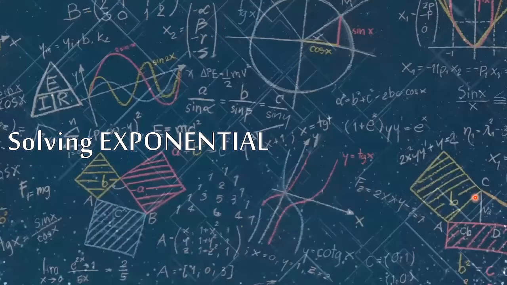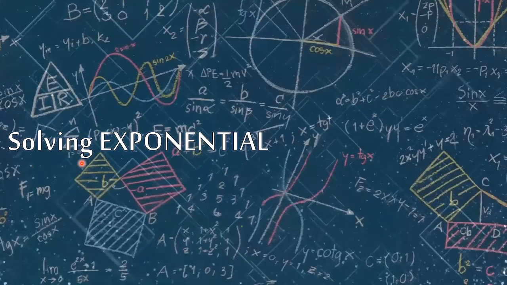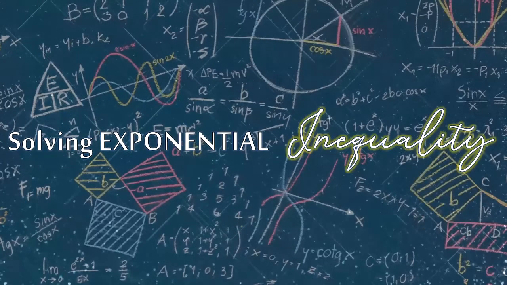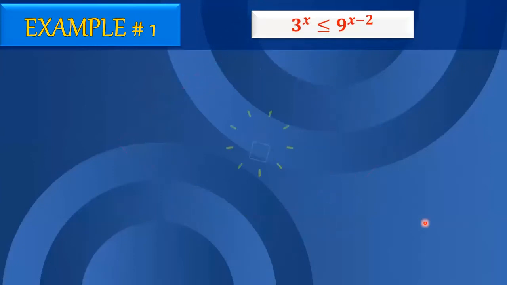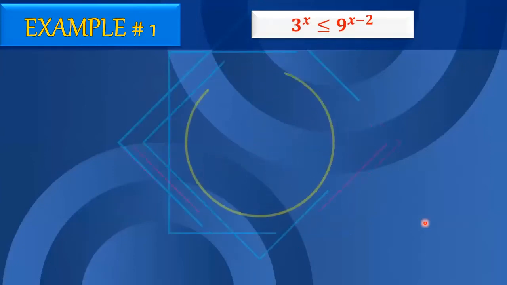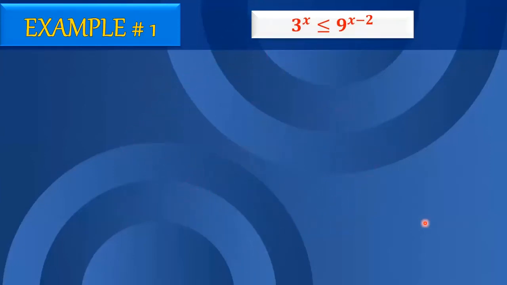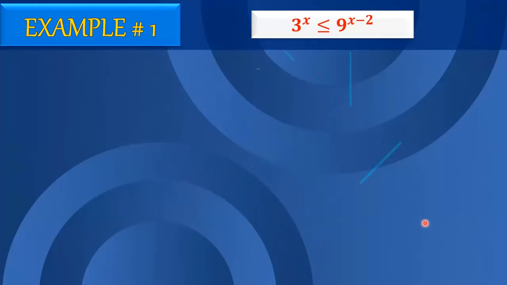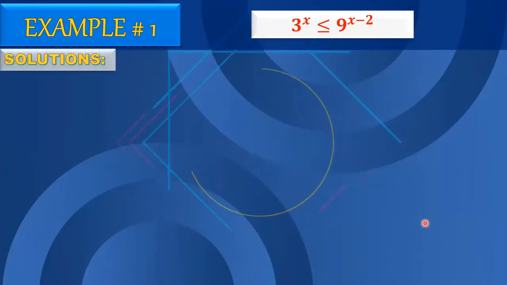Finally, we are down to our last subtopic, which is solving exponential inequality. In solving exponential inequality, we only have 3 steps. So, mas dali siya as compared katong solving rational inequality. Example number 1, we have 3 raised to the power of x is less than or equal to 9 raised to the power of x minus 2.